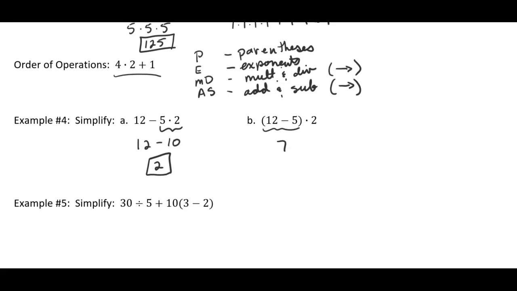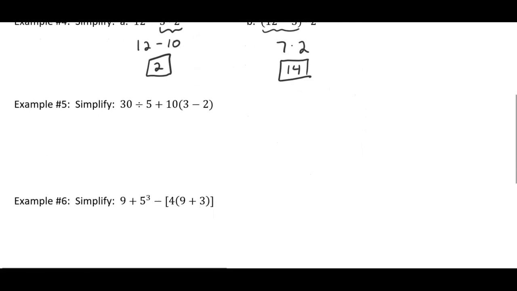Now I no longer need the parentheses because I've done what's in the parentheses. Now I have 7 times 2, and 7 times 2 is 14. So I get two different answers, even though the numbers were the same and the operations were the same. It had the parentheses on part B, but not on part A, and you get two different answers. Okay, so that's how we do that one.